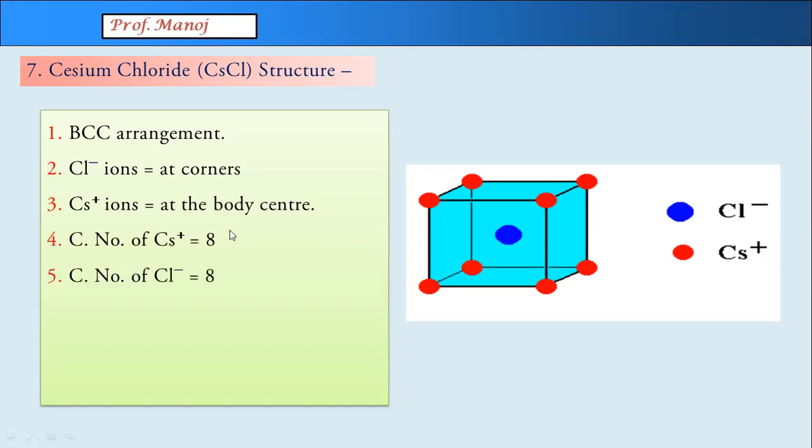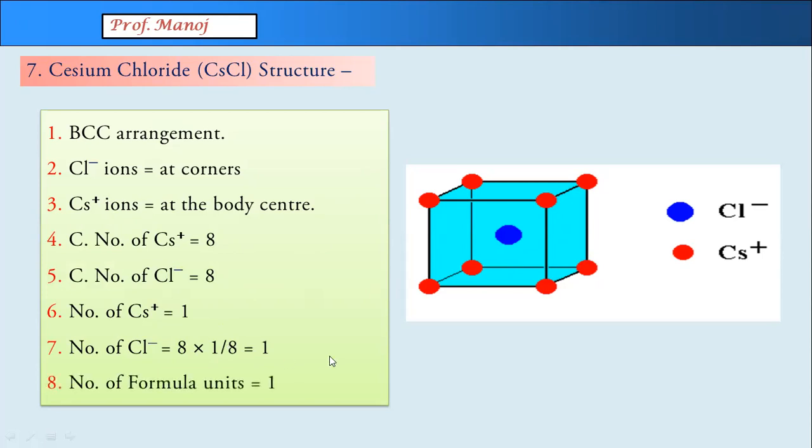Coordination number in any way is going to be 8. In the same way, the number of cesium and chloride atoms is also going to be 1. So whether you consider a chloride-centric system or a cesium-centric system, the coordination number comes out to be the same only. So this is our system, cesium chloride.